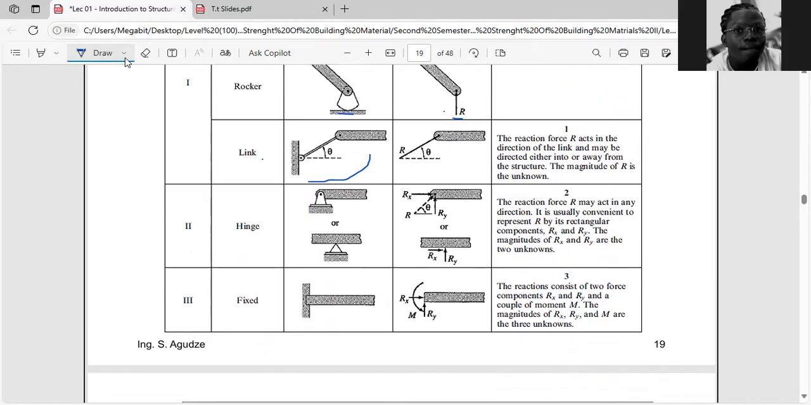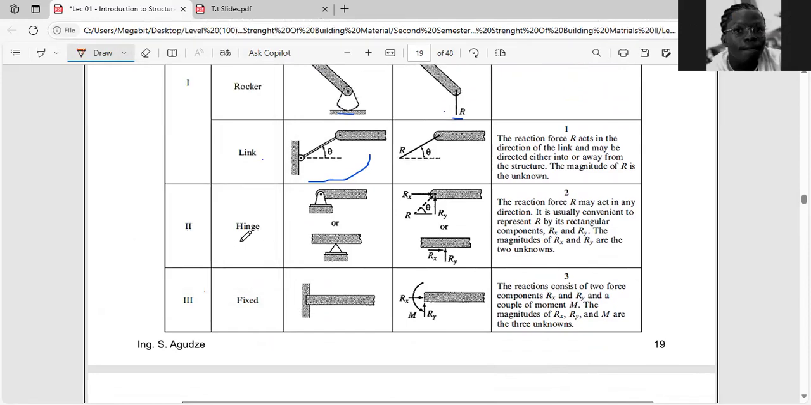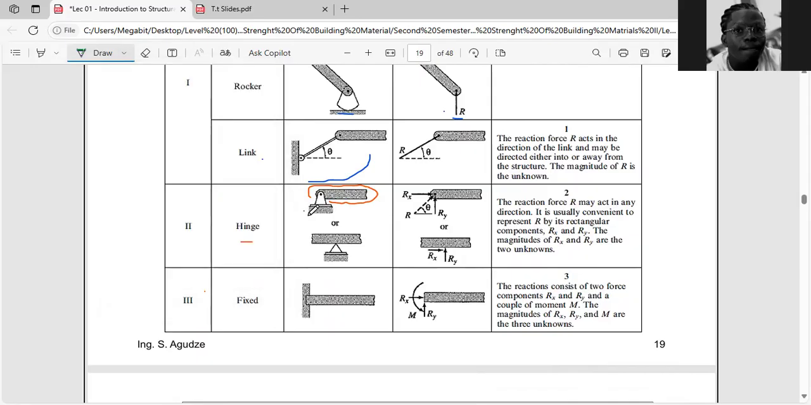Good. Let's come to the hinge support. For the hinge support, you can see that this is a beam. This whole beam is being supported by this you are seeing over here. It may either be represented as this or this. Please, you always have to know that they are the same. If they don't put it this way in questions, they'll put it this way. So please take note.